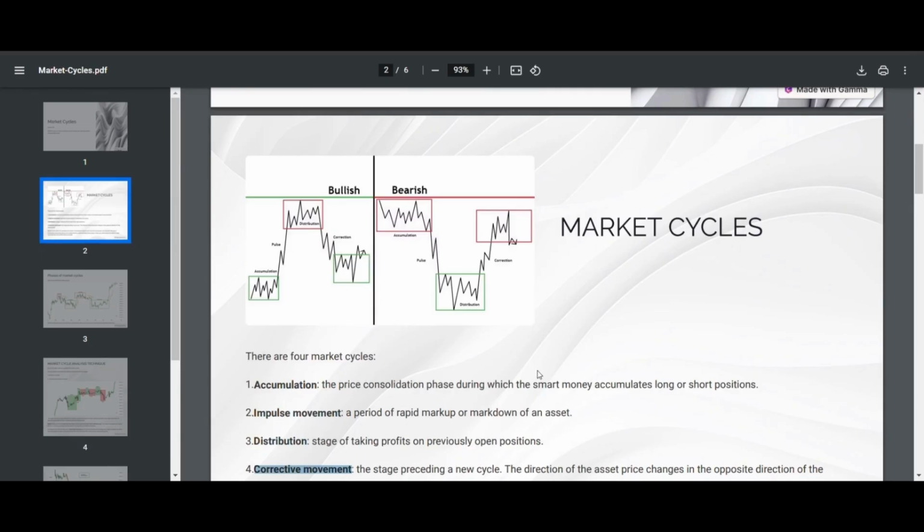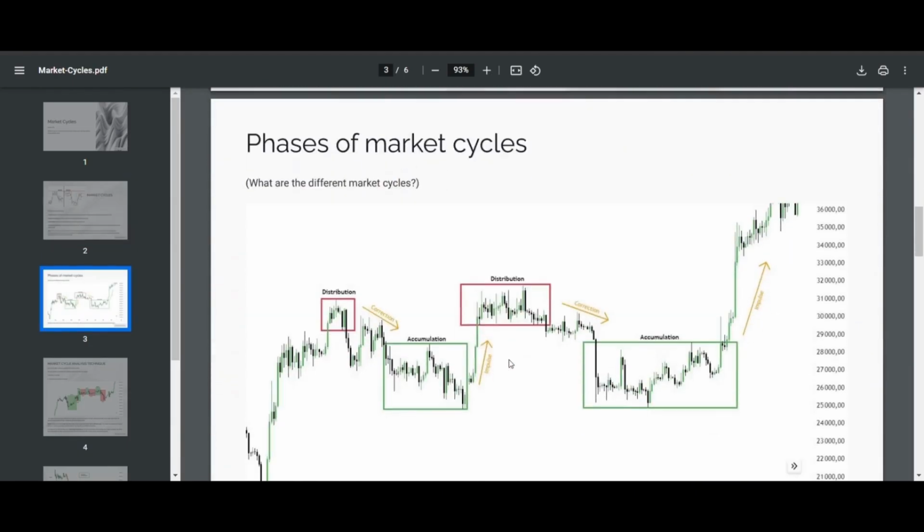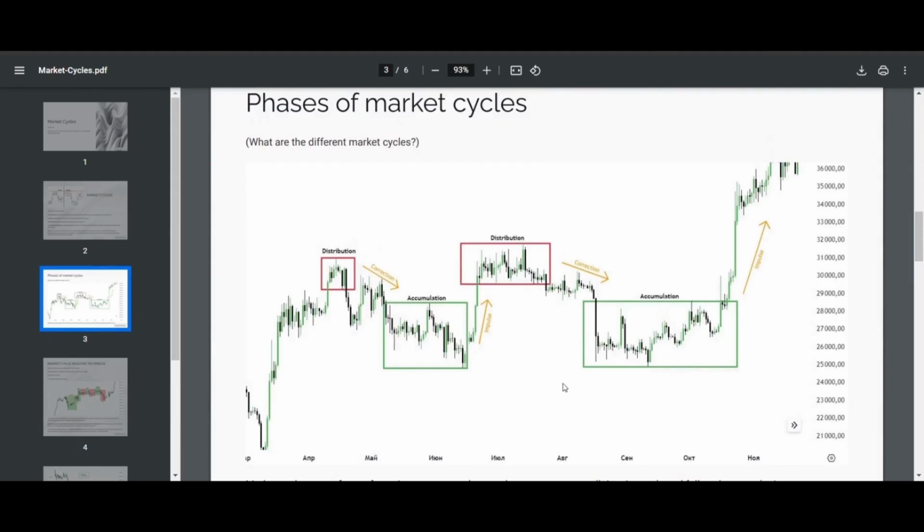Next, the phases of market cycles. This slide is simpler for understanding market cycles, so let's take a look at it. What types of market cycles are there? There is distribution, corrective movement, accumulation, impulse movement, distribution, corrective movement, and then accumulation again, and then again impulse, and so on.